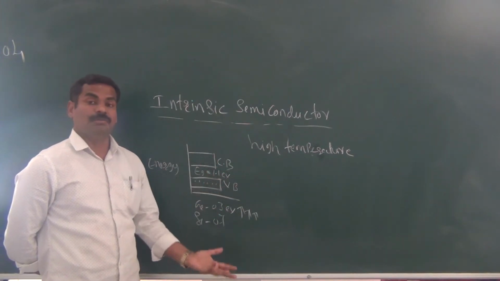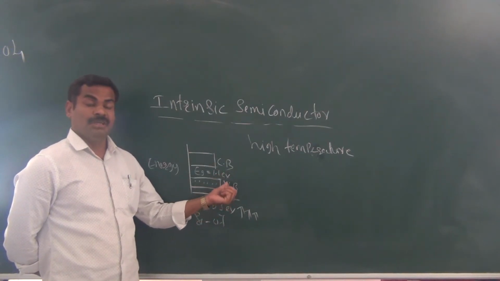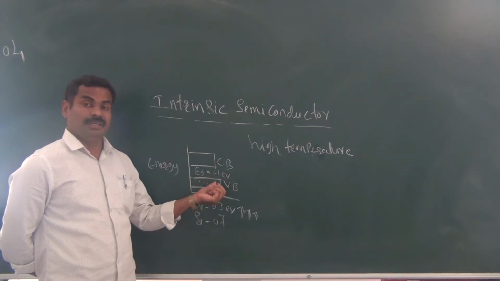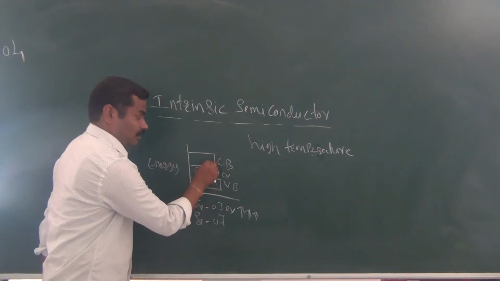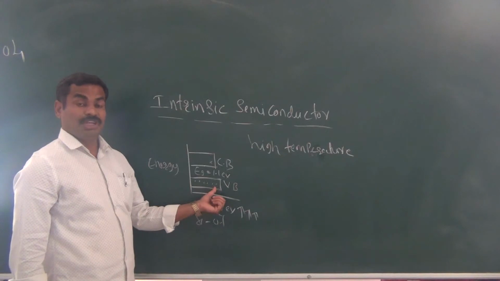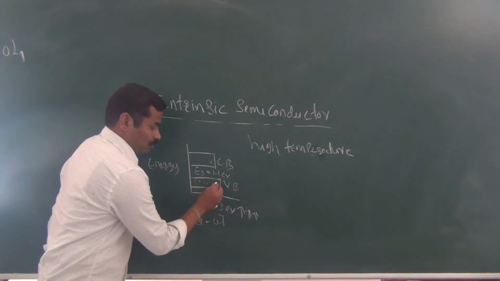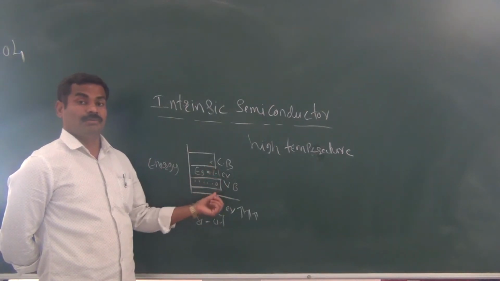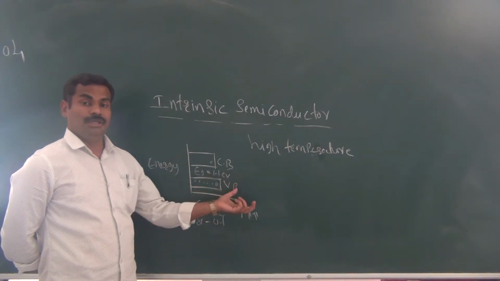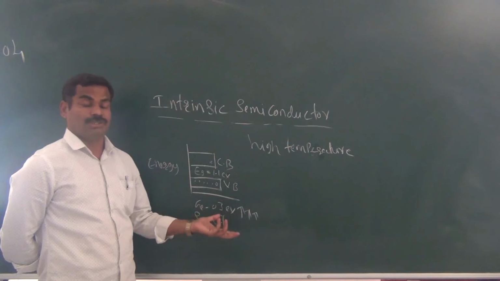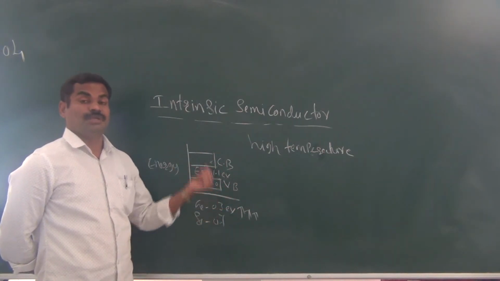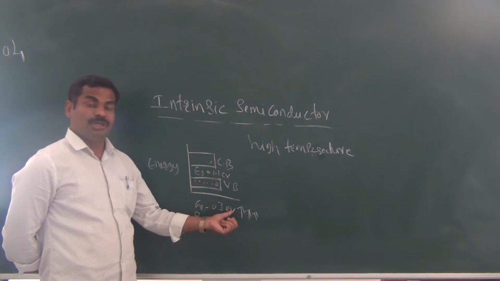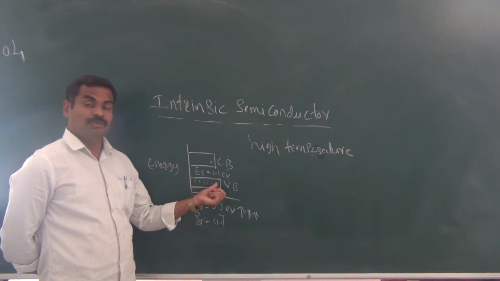Because you are applying high energy, they can break the covalent bond, and whenever you break the covalent bond, the valence electron moves towards the conduction band. Here you have the electron, and this position we can call a hole. As I said in the last class, whenever a covalent bond is broken, the electron and hole are generated in pairs. As many covalent bonds as you break, that many electron-hole pairs will be generated. So when you apply high energy or high temperature, you break the covalent bonds, and the valence electrons move towards the conduction band.